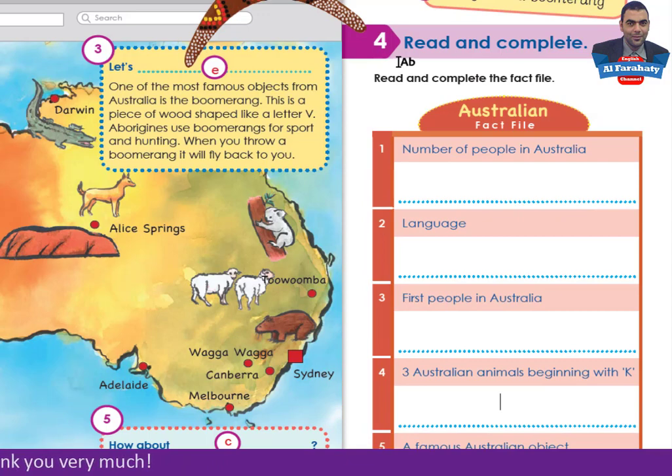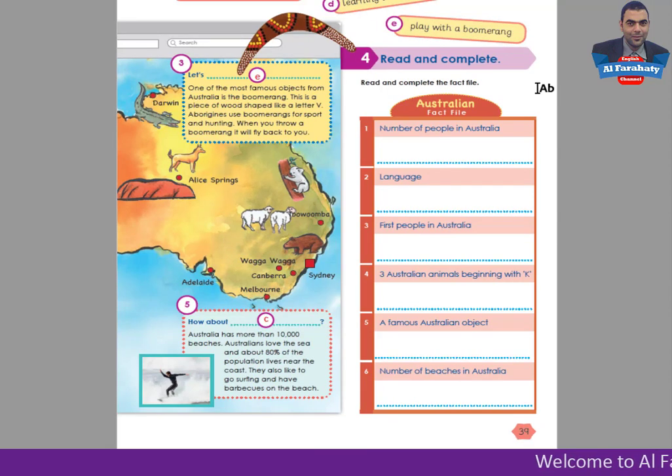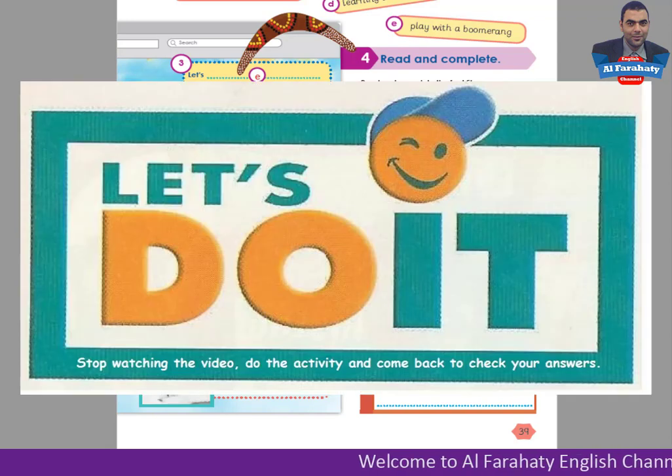Activity 4. Read and complete. Read and complete the fact file. Yes, dear students, read the information again and try to complete this fact file. Take your time, use your pencil to do the activity, then come back to check your answers.